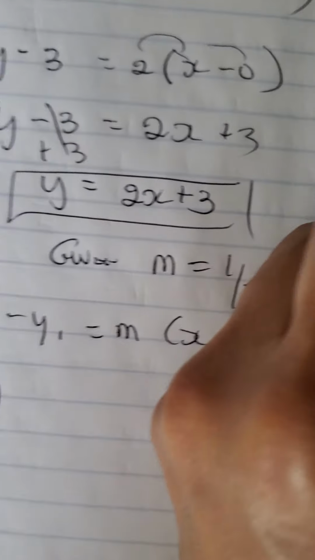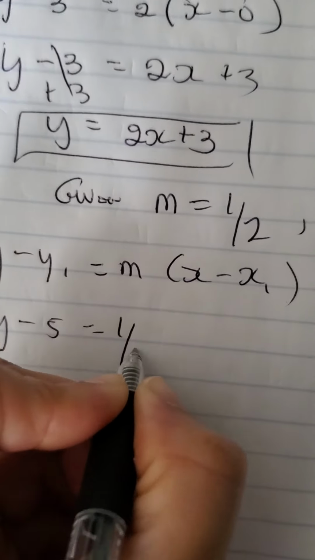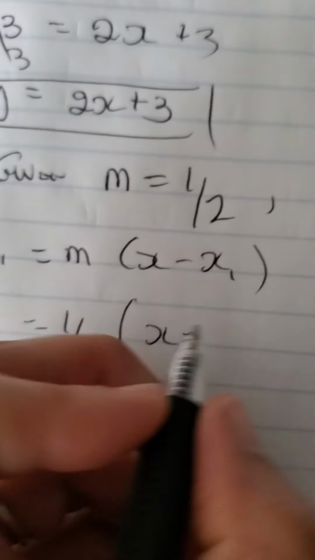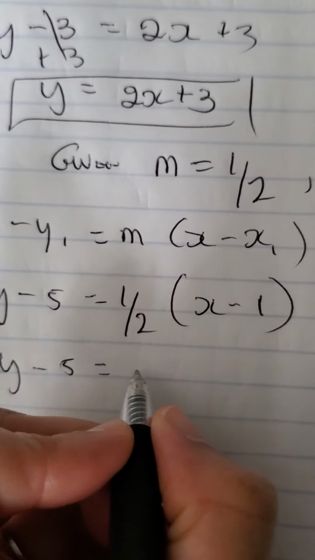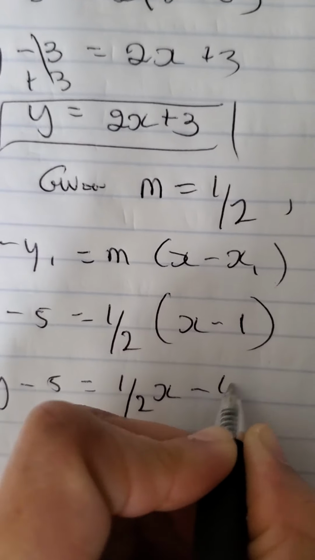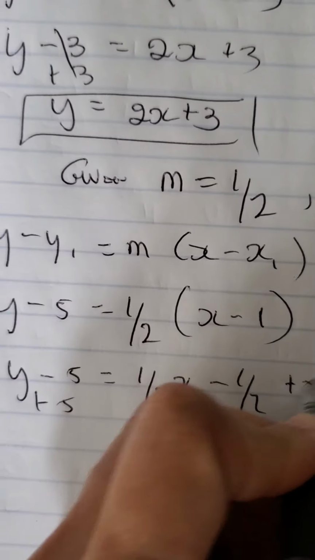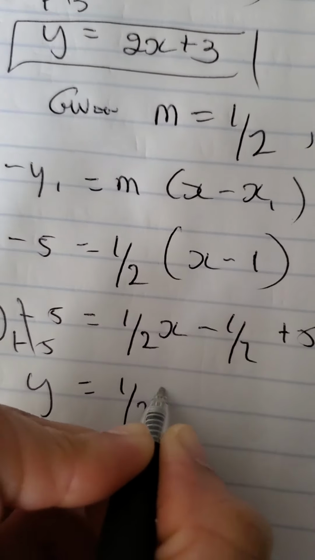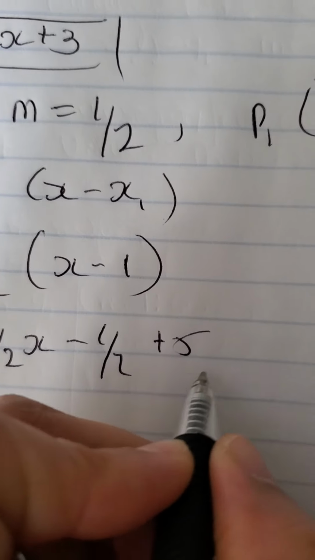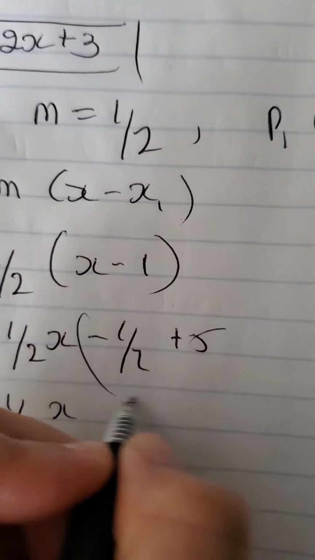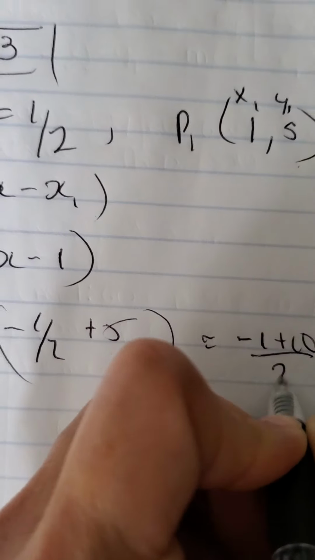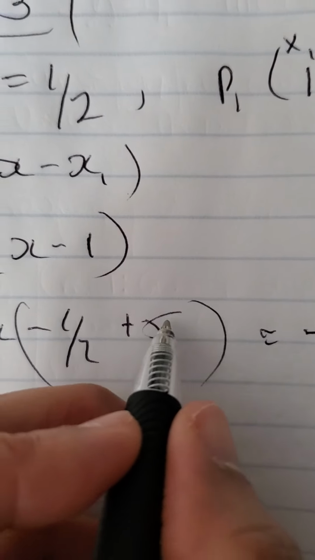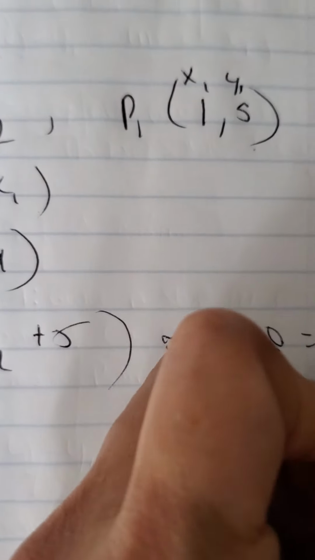And my y1, label the points. I always advise students to label the points, is 5. My slope is a half, and my x1 is just good old 1. So this is y minus 5. I'm going to do distributive property, solving for y. Add 5 to both sides. Find an LCM. So if I'm looking at these two terms, my LCM is 2. So that's minus 1 plus 10 over 2. My 5 is now 10 over 2, which gives 9 over 2.